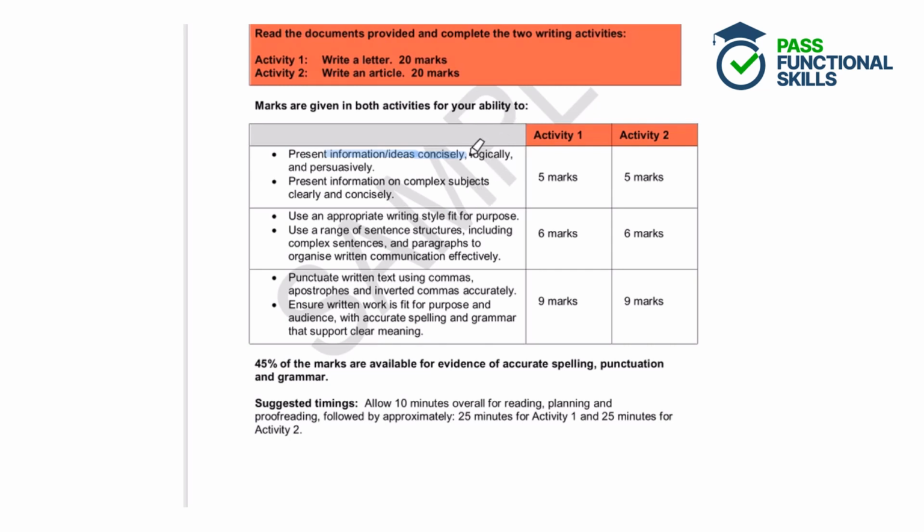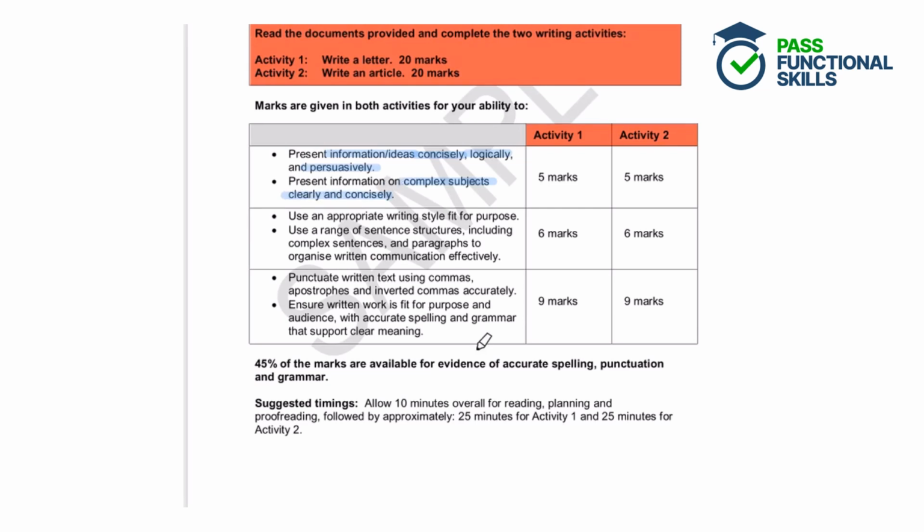And then we have logically, so you have to think about how you're going to organise your information and ideas so that they are in an easy to follow logical order, and persuasively. So any ideas and opinions that you have, you're going to want to try and convince the reader to agree with you. You want to present information on complex subjects clearly and concisely. So that means that when you've got a complex topic, you need to make sure that you're not getting confused and everything is crystal clear and easy for the reader to understand.